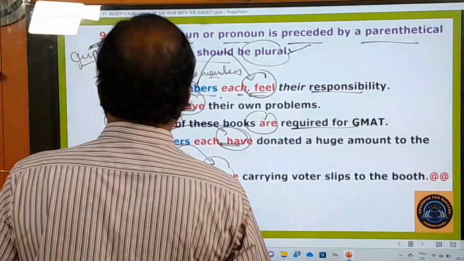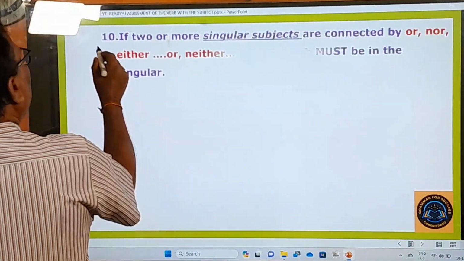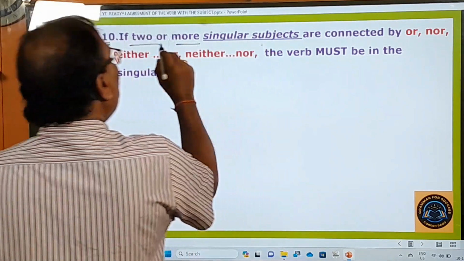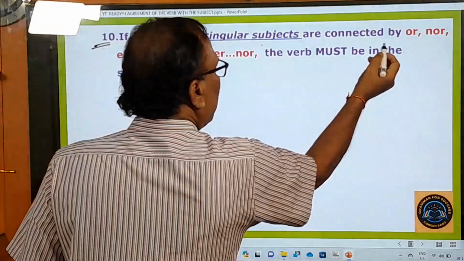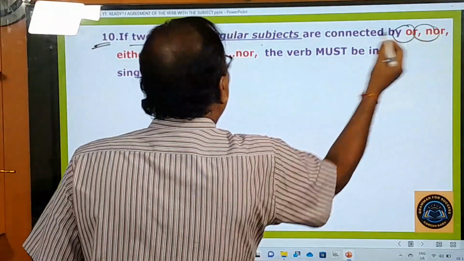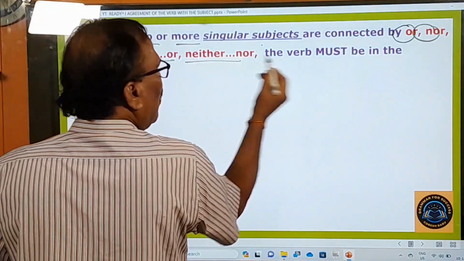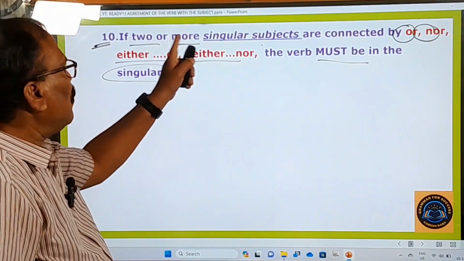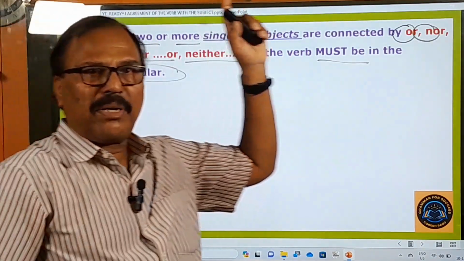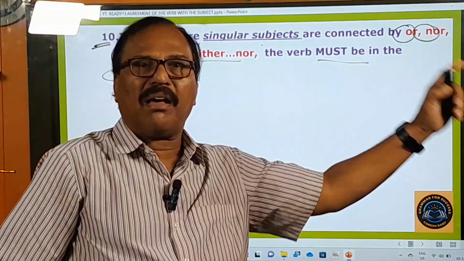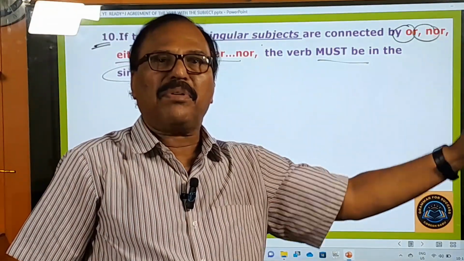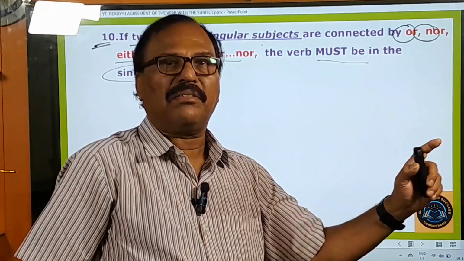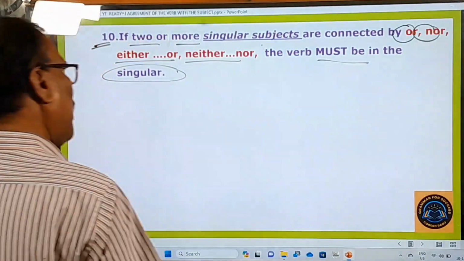Right. Now let's go to learn the next rule. 10th rule is there. If two or more singular subjects are connected by or, nor, either or, neither nor, the verb must be in the singular. Two or more singular subjects connected by or, nor, either or, neither nor, then the verb that is used after them must be the singular one. Okay, it must be in the singular, right?